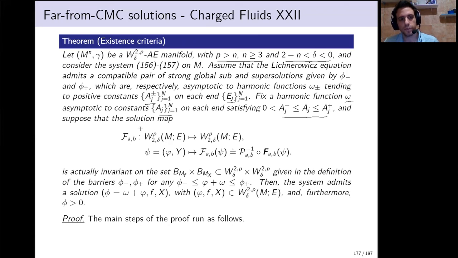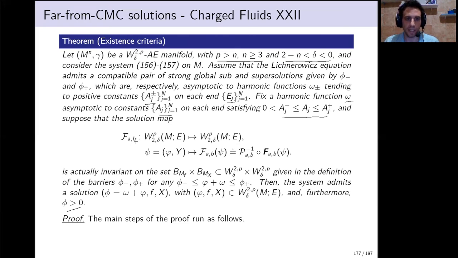And further, suppose that the solution map associated with our shifted system, with the linear iteration scheme, is invariant on the balls where the sub and supersolution work. These are the hypotheses. Then the system admits a solution, with the conformal factor being positive.